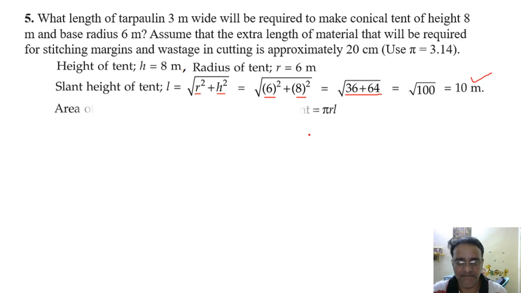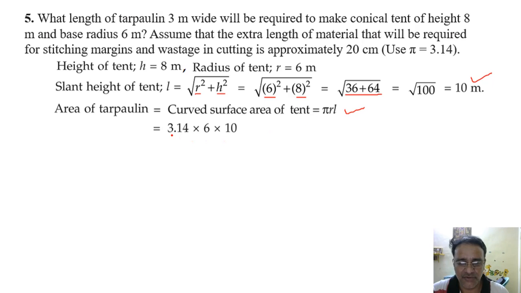Now we'll find the area of the tarpaulin, that is the curved surface area. Just now I told you, that is equal to pi r l. So now we'll substitute all the values. Here the value of pi is given. We can't take 22 by 7. If we take 22 by 7, that will be wrong and marks will be cut. So 3.14 into 6 into 10.